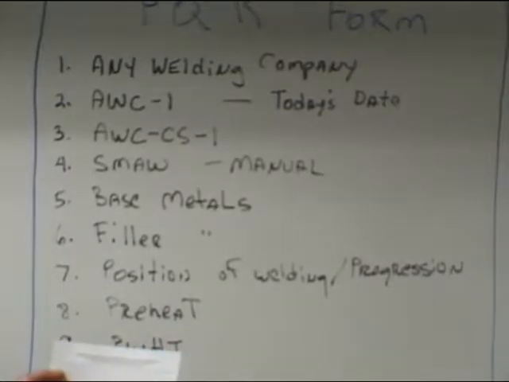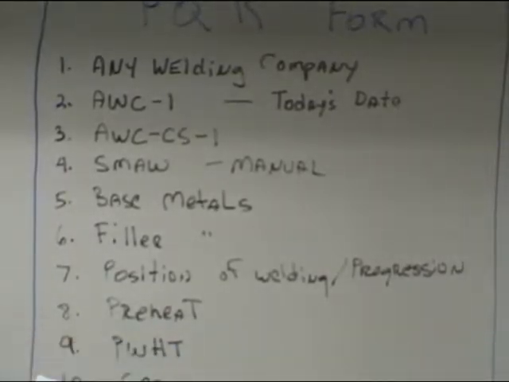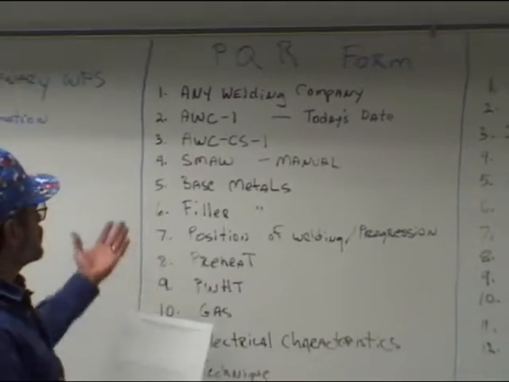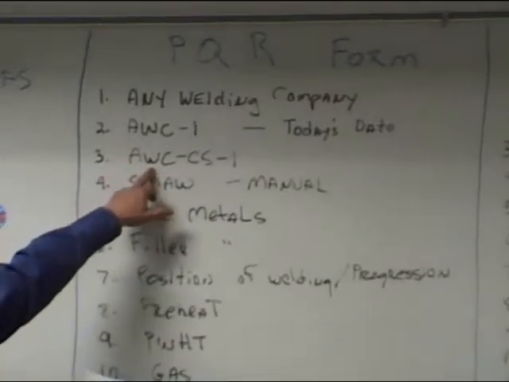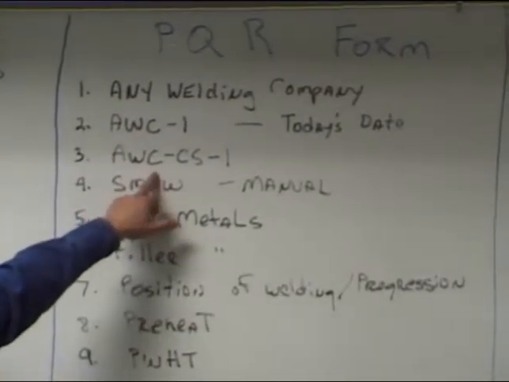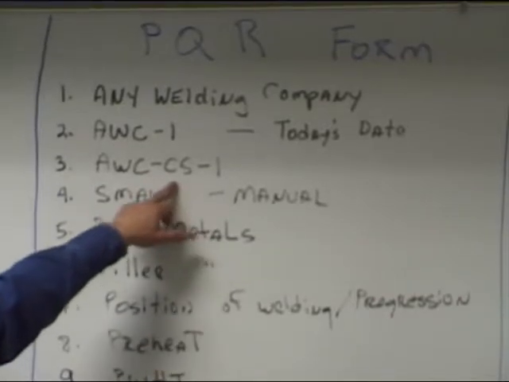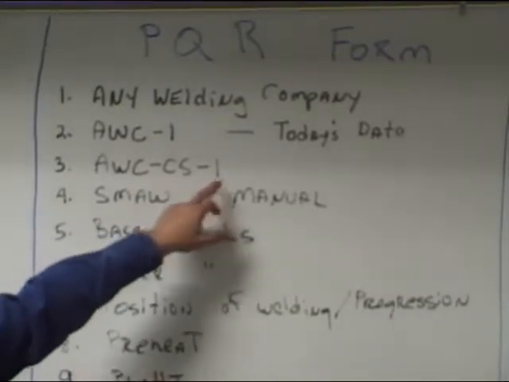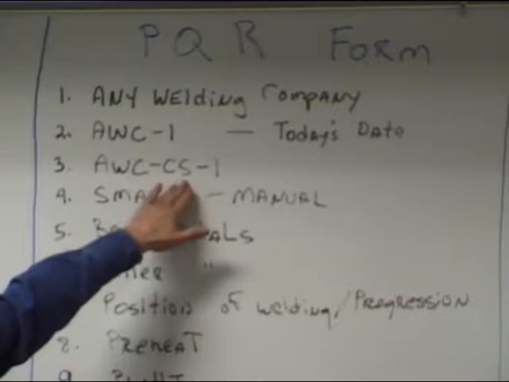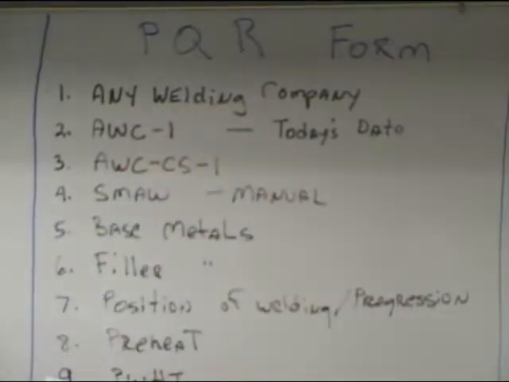Then WPS number. You have to have a number that's unique to the welding procedure. So, again, I use AWC for Any Welding Company, dash CS, meaning carbon steel, dash 1, because this is the first carbon steel procedure we've done for Any Welding Company.